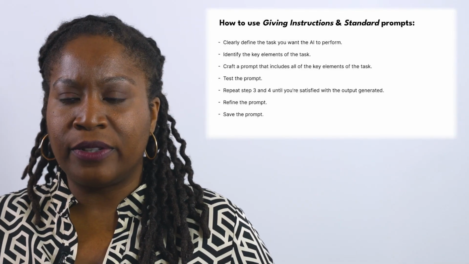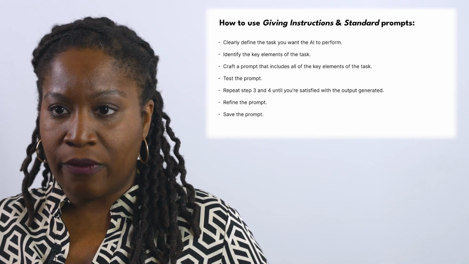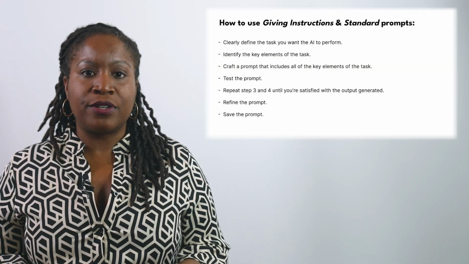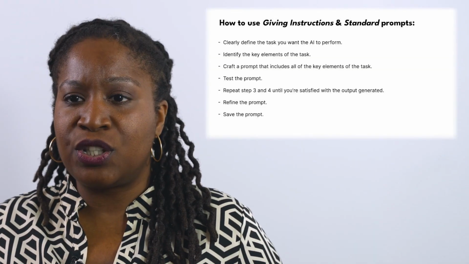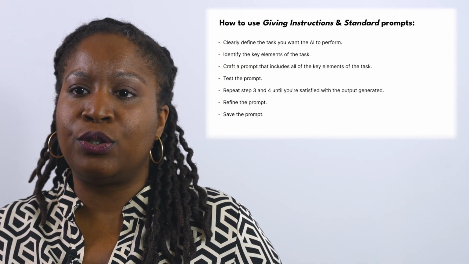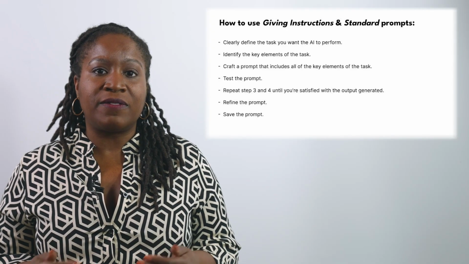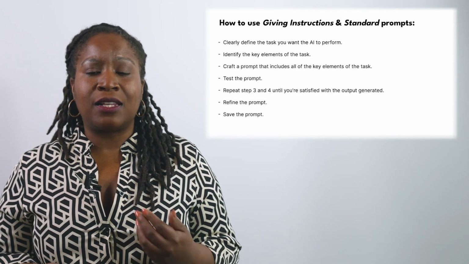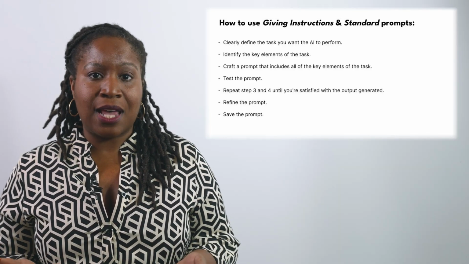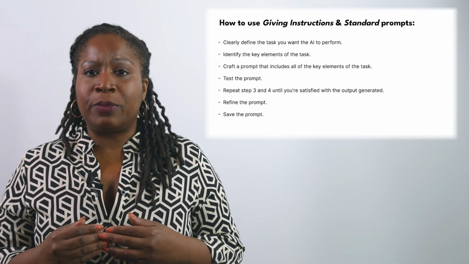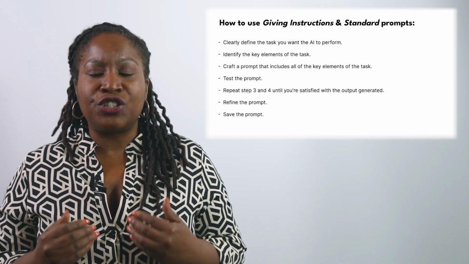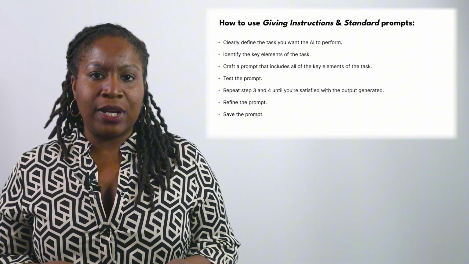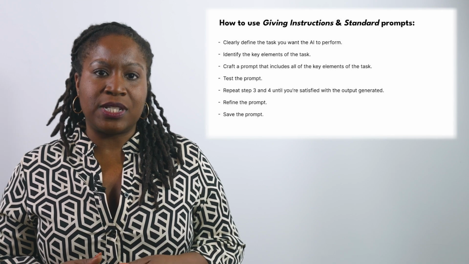For example, if the task is to write a story, the key elements might include the setting, the characters, and the plot. Next, you will craft a prompt that includes all of the key elements of the task. The prompt should be in a format that the AI can understand, such as plain text. The prompt should be clear and concise and should be written in a way that guides the AI model to generate text that is relevant to the task.